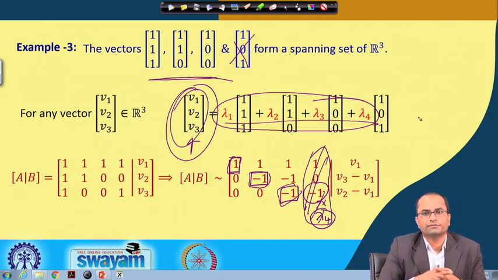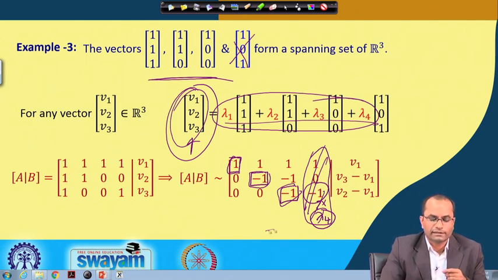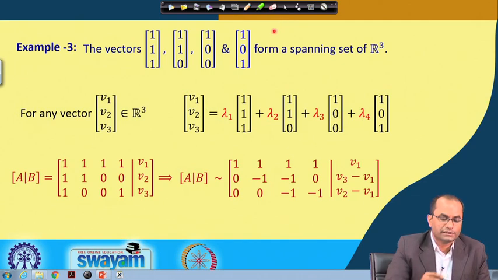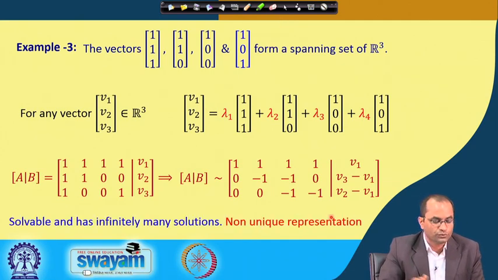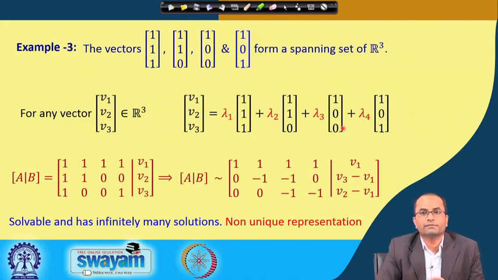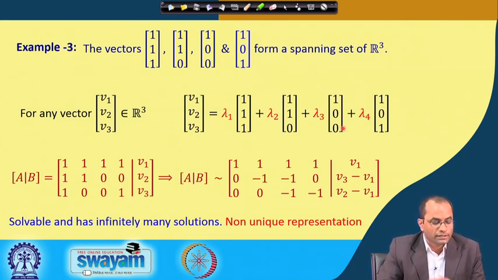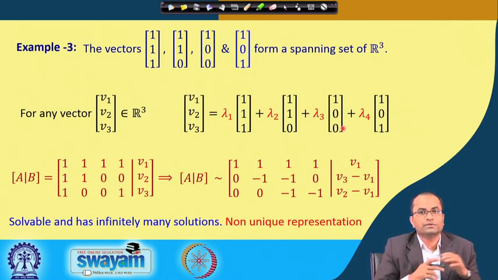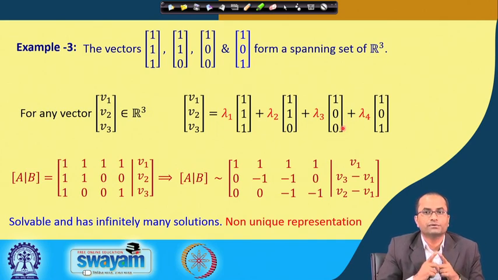The only difference from the earlier example to this example is that we have a non-unique representation, that we have to choose lambda 4 and then compute lambda 1, lambda 2, lambda 3. We have basically infinitely many solutions now, so this is a non-unique representation. In the first two examples, we have a unique representation. That was the difference here, and now in this case, we have a non-unique representation.